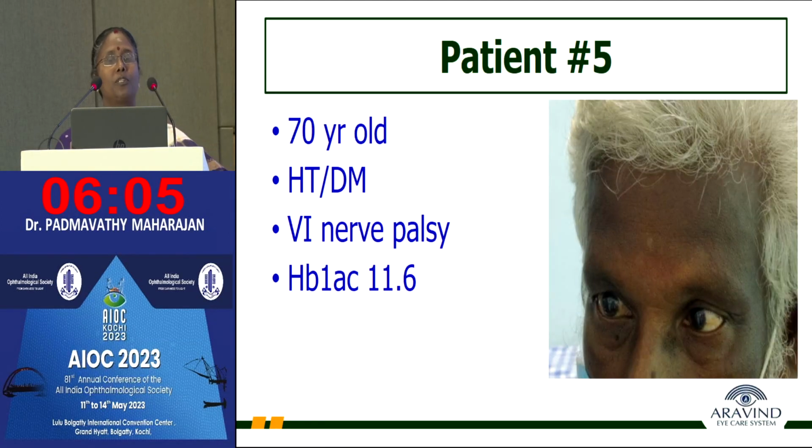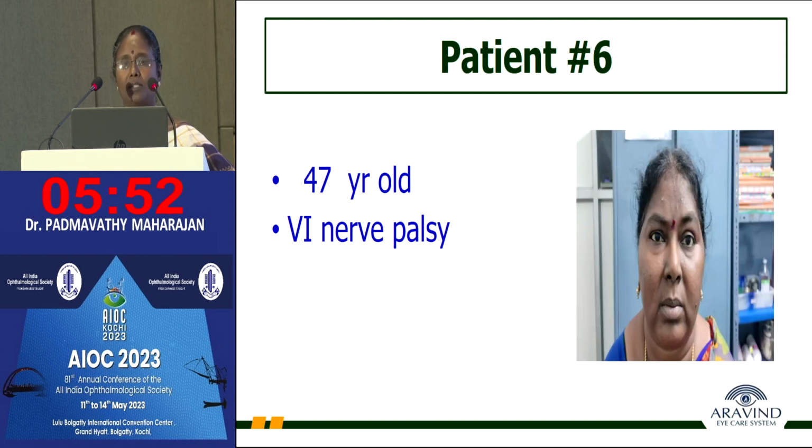The next patient was a 70-year-old. He was a known hypertensive and diabetic with 6th nerve palsy. His glycemic control was poor, which was suggestive of an ischemic 6th nerve palsy.